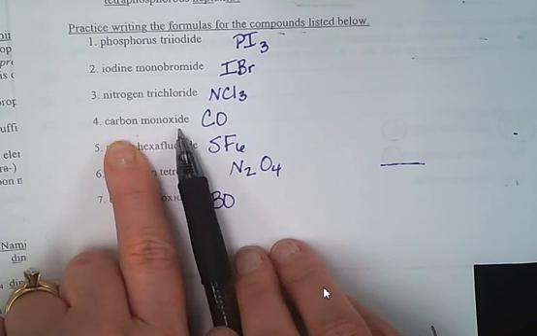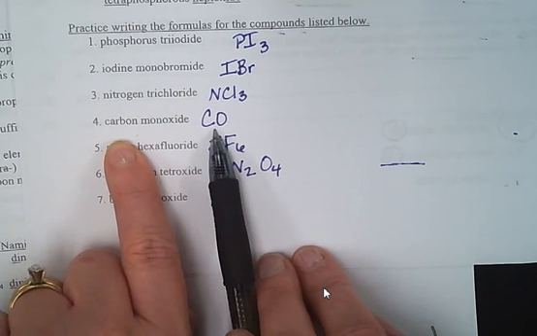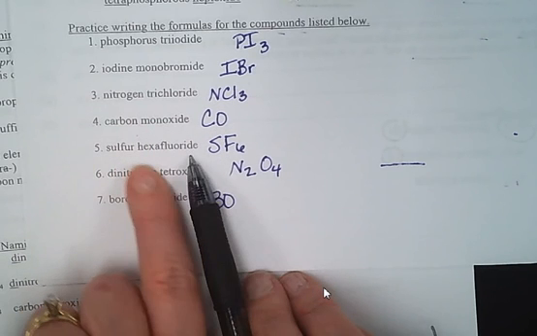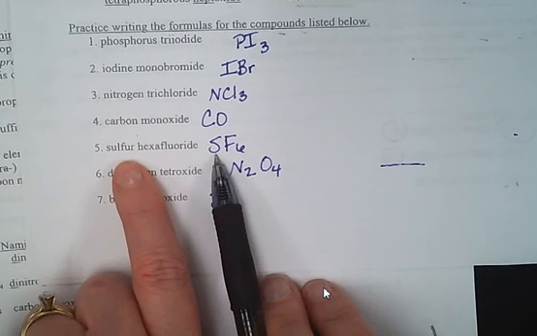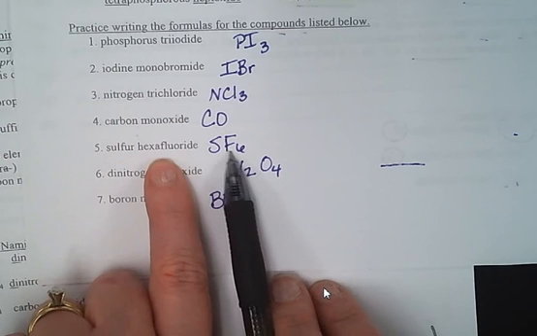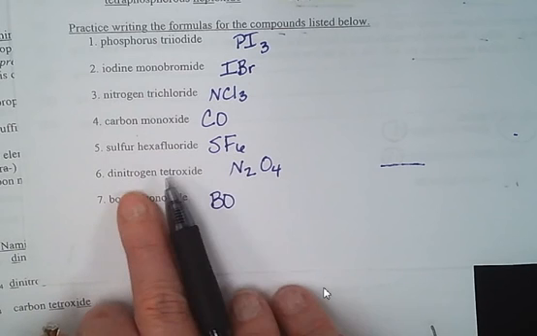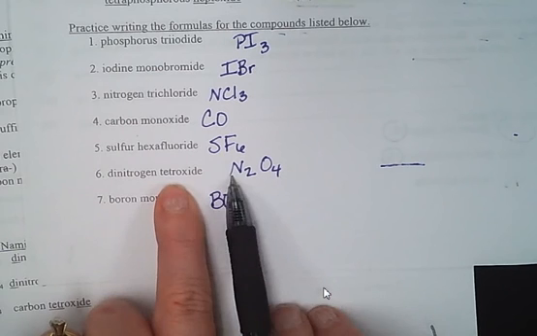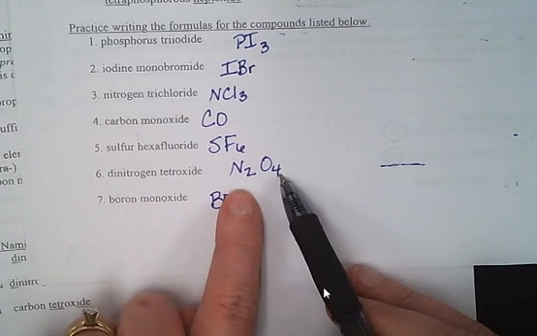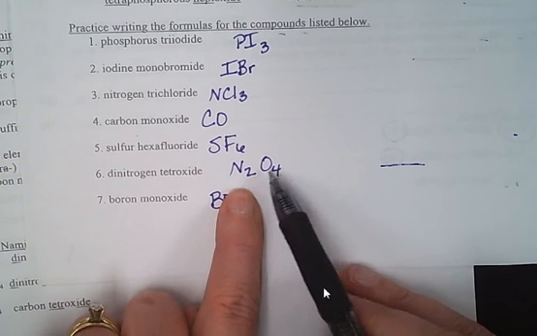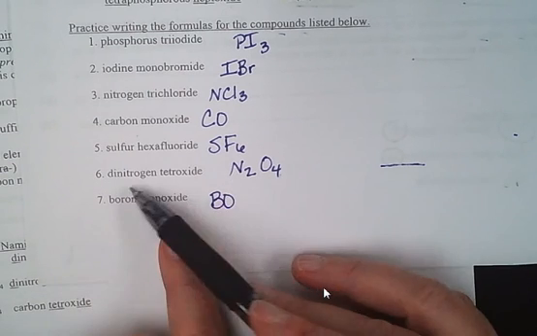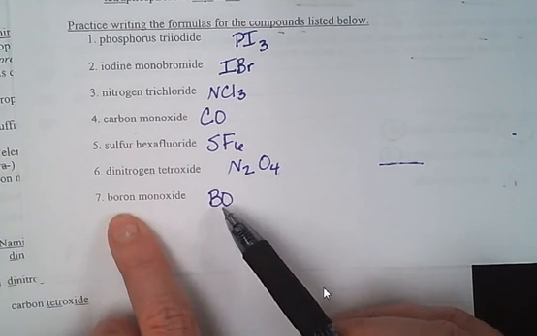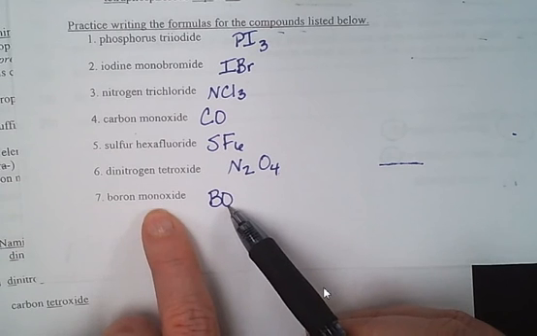Carbon monoxide, I have carbon and oxygen. Carbon, there's only 1. Monoxide means I have only 1 oxygen. Sulfur hexafluoride, I've got sulfur and fluorine. Sulfur, there's only 1. Hexa means I have 6 fluorines. Dinitrogen, N2, tetroxide is O4. So nitrogen tetroxide. And this is one like if it's an ionic bond, you would reduce that, but it's covalent. So again, it's just a literal what it says. You write the numbers. And then boron monoxide. 1 boron, monoxide means you have 1 oxygen.